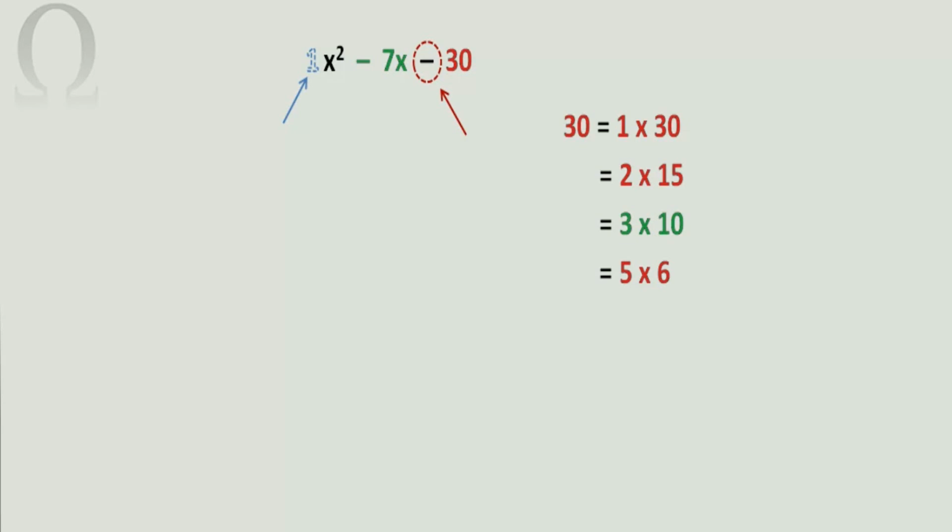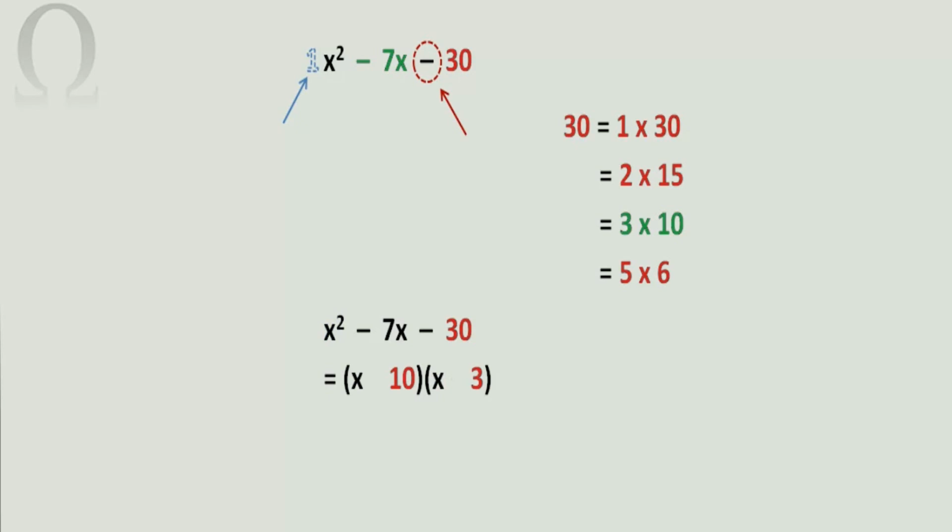Now, open up double brackets and place the factors of the first term, x squared, and the factors of the last term, 30, as the first and last terms of each bracket respectively. The factors of x squared are x and x. And the factors of 30 are 10 and 3.